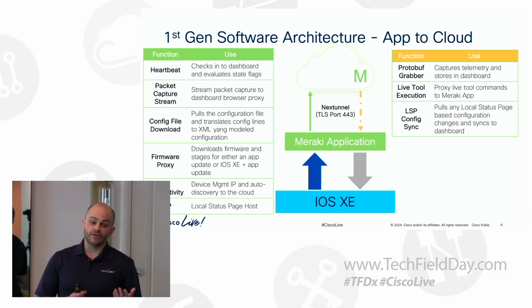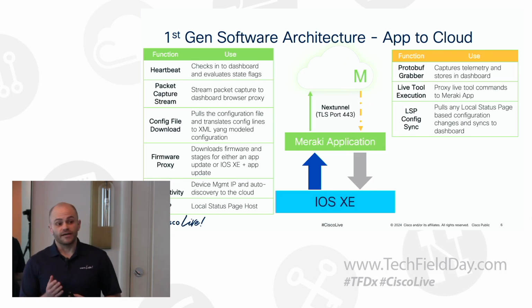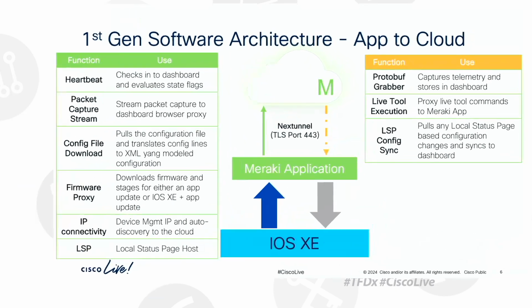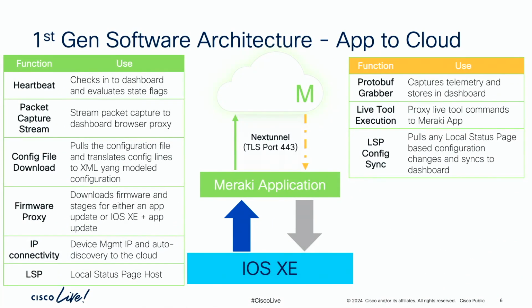Then it does a few other things, like local status page. We don't use the web UI in the current generation architecture. We host that in that actual container. Now the cloud talks to that container and pulls information, uses protobuf. So we actually pull telemetry and store it in the container, pull it up to the cloud, and that's how we get all the information in the dashboard, especially when you see clients that are connected, traffic analytics, port up-down status information, any of the logging.